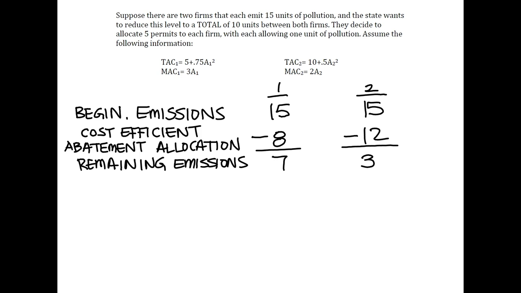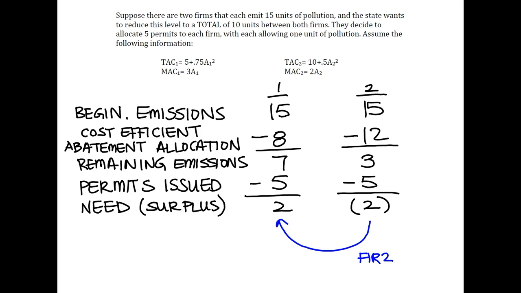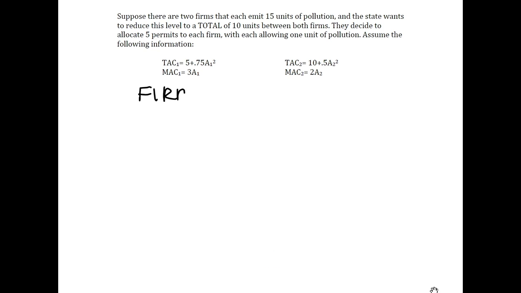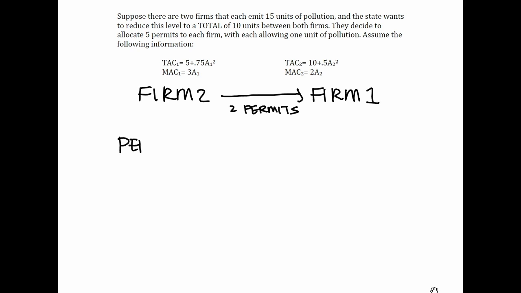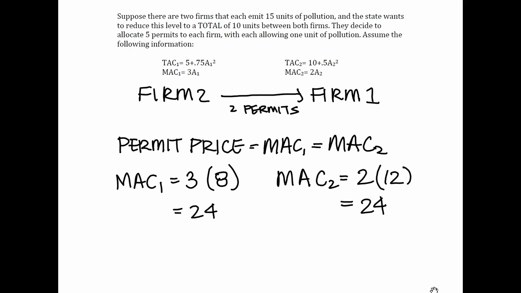This leaves Firm 1 still emitting 7 units and Firm 2 still emitting 3. Since each firm was issued 5 permits by the government, Firm 2 has a surplus of 2 permits that they don't need. On the other hand, Firm 1 is in need of 2 permits. The cap and trade system allows Firm 2 to sell its 2 excess permits to Firm 1. The price of each permit will be equal to the marginal cost of each firm at the cost-efficient allocation. Plugging our cost-efficient abatement numbers into each marginal cost equation, we find that each permit would cost $24, totaling a $48 transaction between Firm 1 and Firm 2 for the exchange of 2 permits.